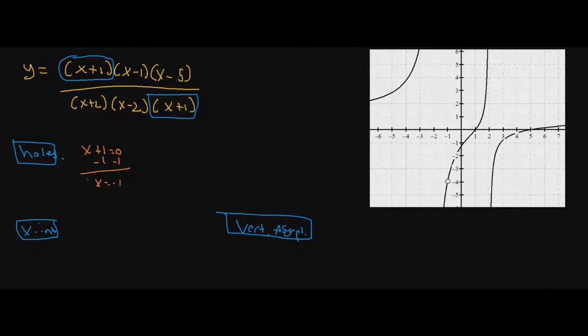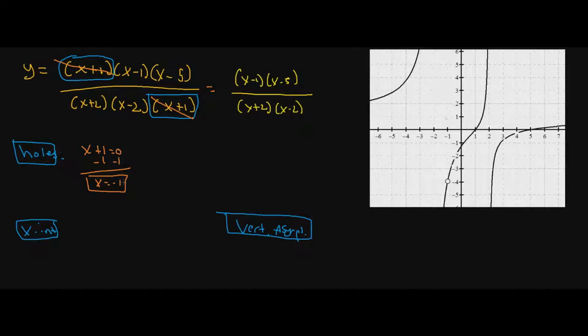And we know that a hole should occur when x is equal to negative 1. You see the hole occurs right there. All right? So now that we know that, because of the same thing, we can just cancel them out. And we can rewrite this as x minus 1, x minus 5, all divided by x plus 2 and x minus 2.